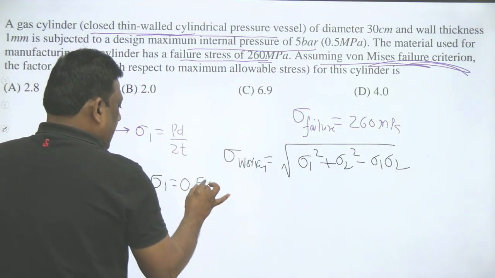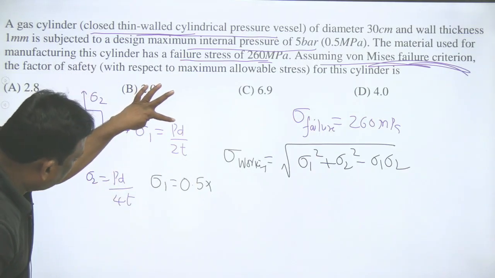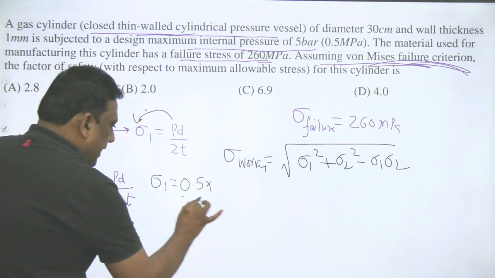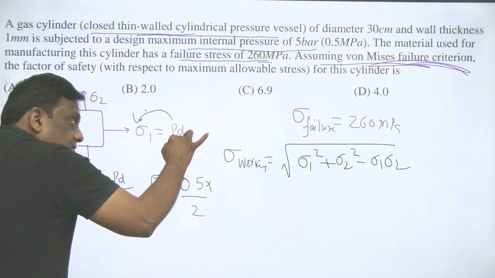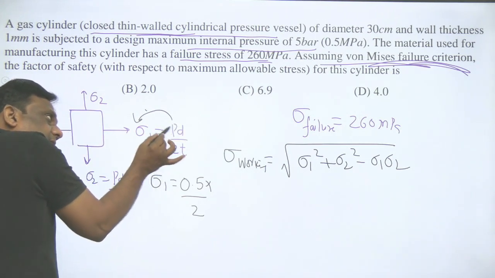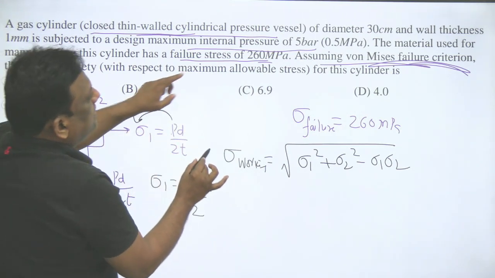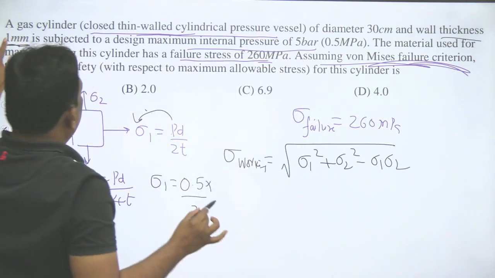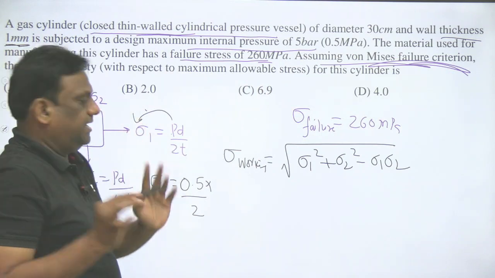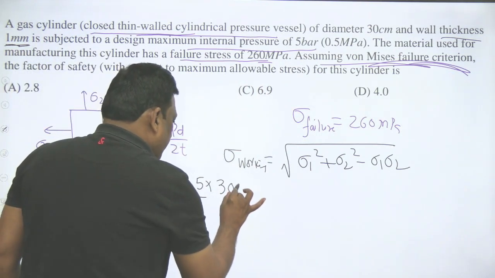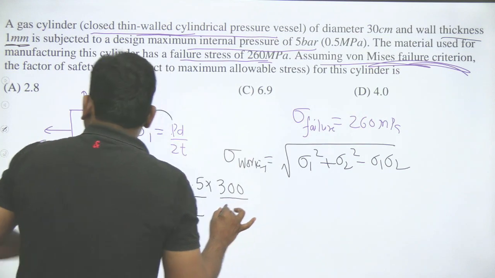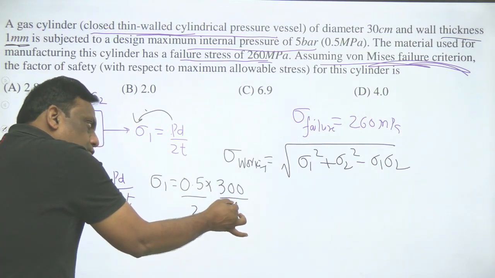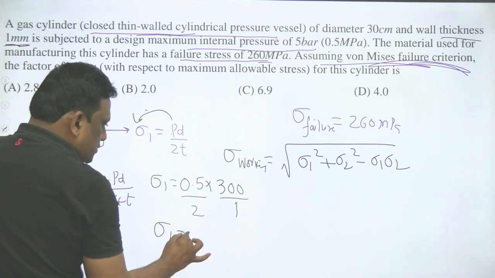The pressure is 0.5. If this pressure is in megapascal, this will also be in megapascal. Both should be in the same dimension, because dimensionless, P is the same as sigma. So D, what is D? 30 centimeter, and T is 1 mm. Both are not in the same unit, so convert centimeter to mm. 30 centimeter is 300 mm and the thickness is 1 mm. I repeat, I have converted from centimeter to mm. So you will get sigma 1 as, how much is this?